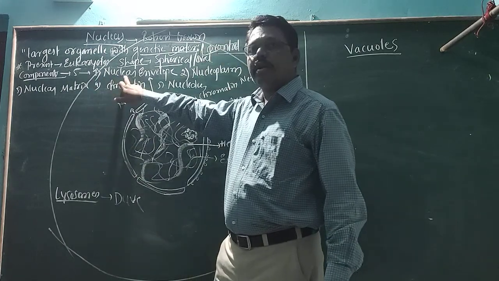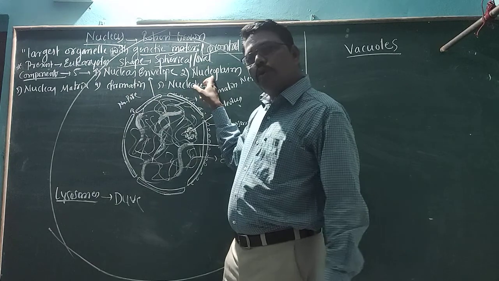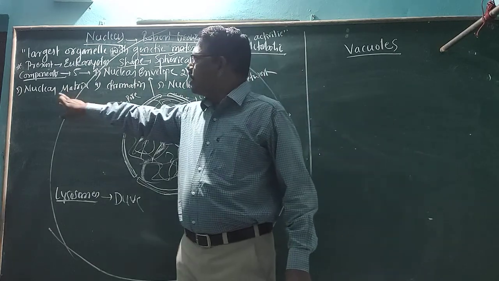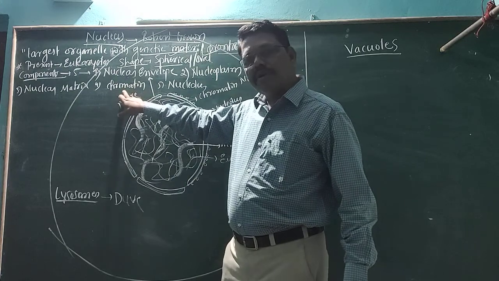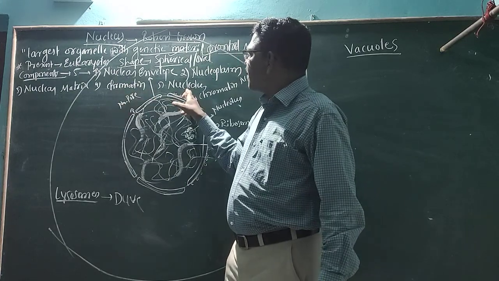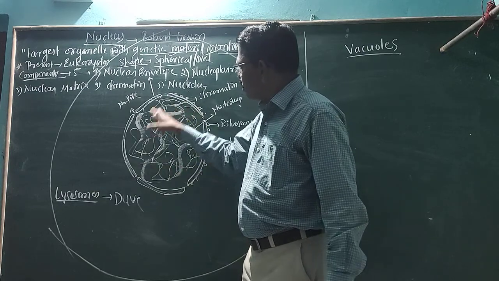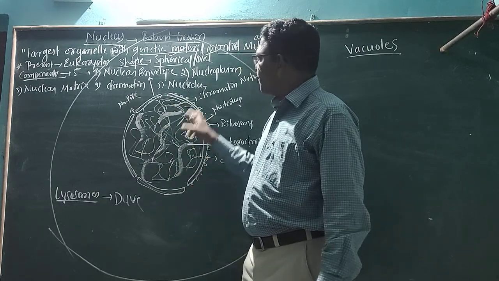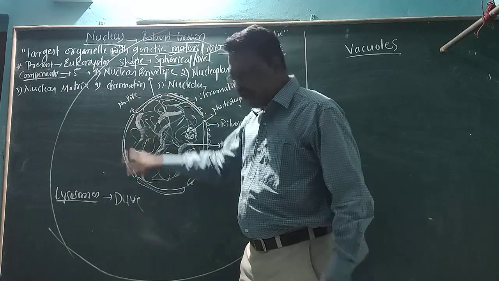The first one is the nuclear envelope. The second one is the nucleoplasm. The third one is the nuclear matrix. The fourth one is chromatin. The fifth one is the nucleolus. This is the structure of the nucleus, and it consists of 5 components. The first one is the nuclear envelope.